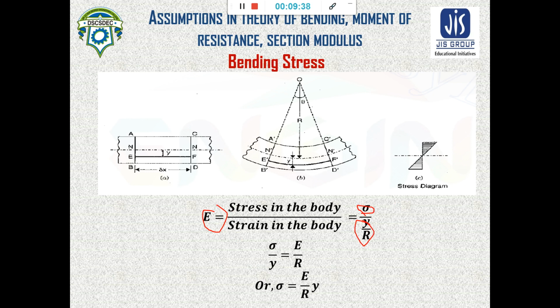So now Young's modulus E is equal to sigma by y by R, or sigma by y is equal to E by R. Sigma is equal to E by R into y. This is the value of bending stress.